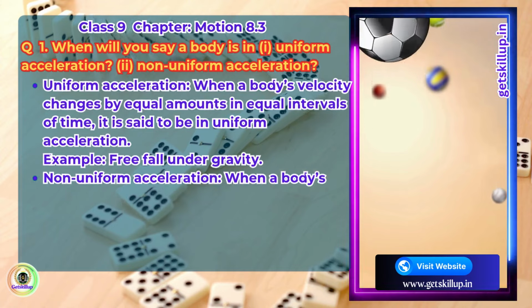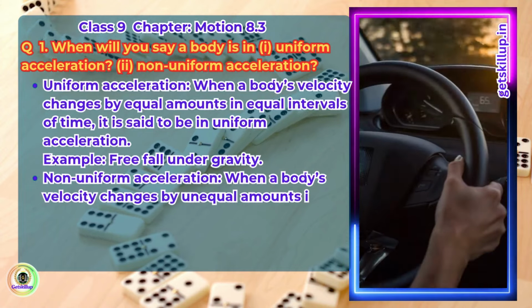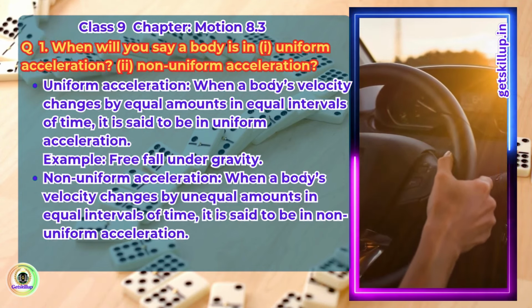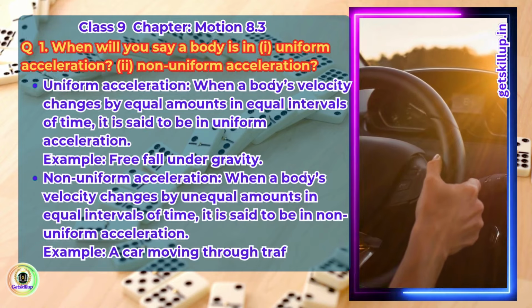Non-uniform acceleration. When a body's velocity changes by unequal amounts in equal intervals of time, it is said to be in non-uniform acceleration. Example, a car moving through traffic.